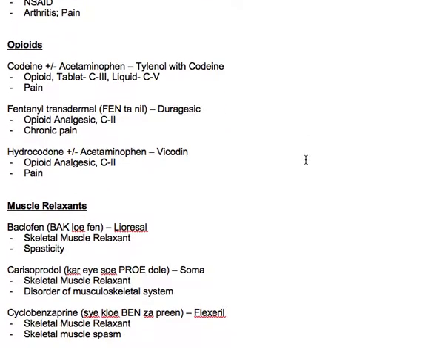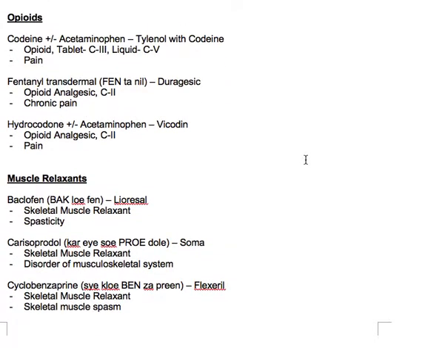All right, moving on. The second subgroup I made is opioids. So I'm sure you guys know this well. The first one is codeine plus acetaminophen. The brand name is Tylenol with codeine. Tylenol is a brand name for acetaminophen.